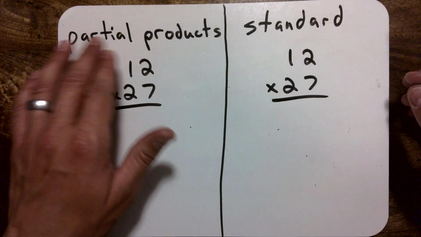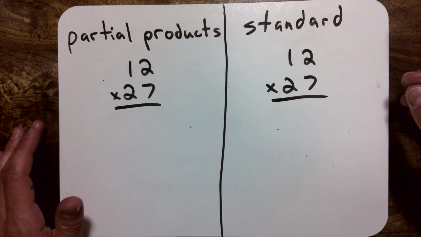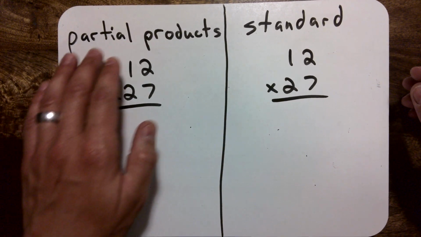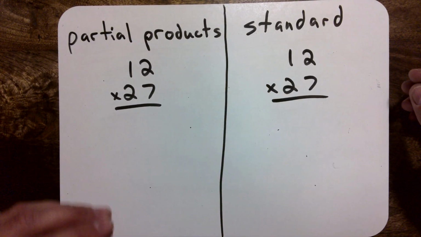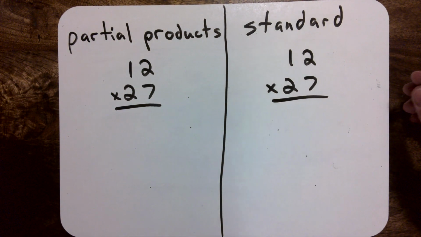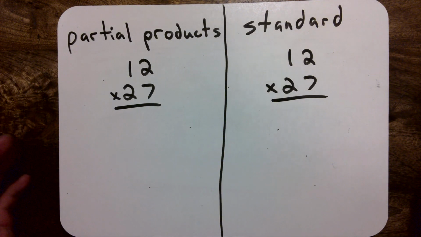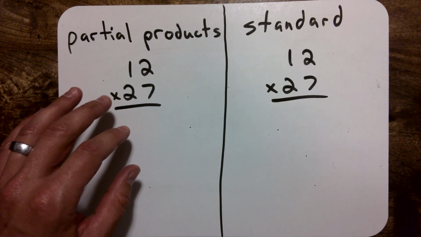Partial products, right? Partial just means it's a part of something. The product is the answer to a multiplication problem. So with partial products, we're just going to record parts of the product along the way and then add those parts together, whereas with the standard algorithm, we're doing some of that adding as we go along. Okay, so for both of these, we're going to start with partial products. We're going to talk about 12 times 27.